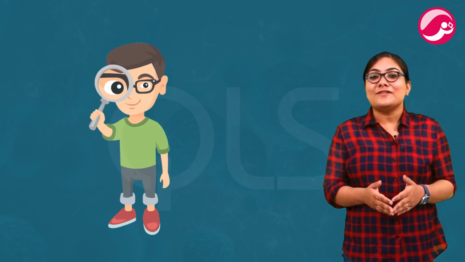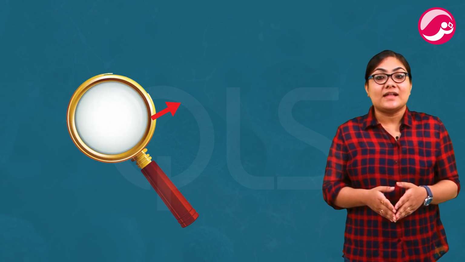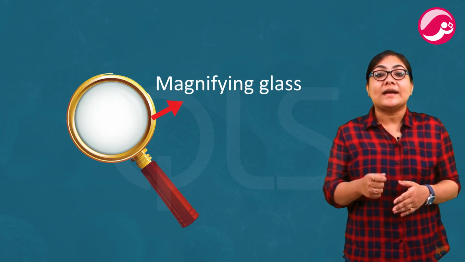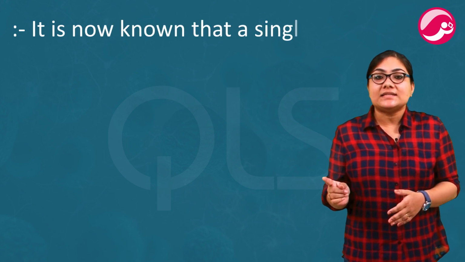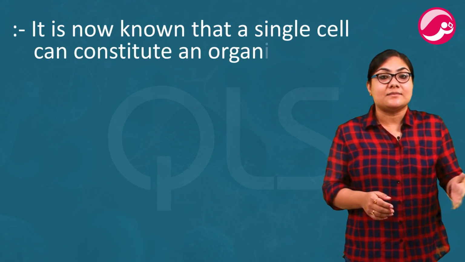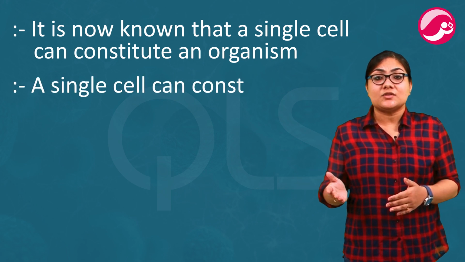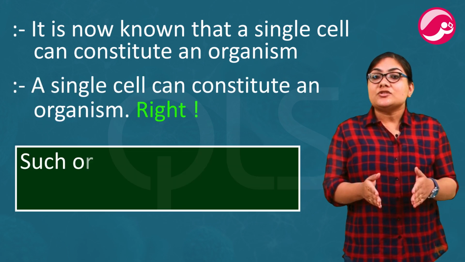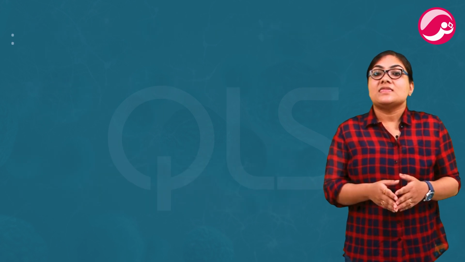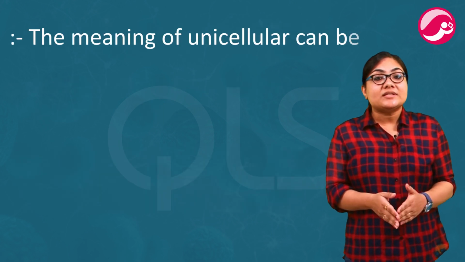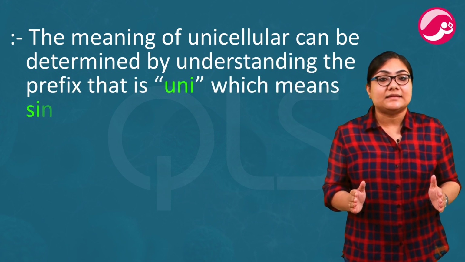As children, we all love to play with a magnifying glass. The invention of the magnifying glass led to the discovery of a whole microscopic world. Because of this, it is now known that a single cell can constitute a whole organism. To us, it is surprising to know that a single cell can constitute an organism, right? Such organisms are called unicellular organisms. The meaning of unicellular can be determined by understanding the prefix uni, which means single.